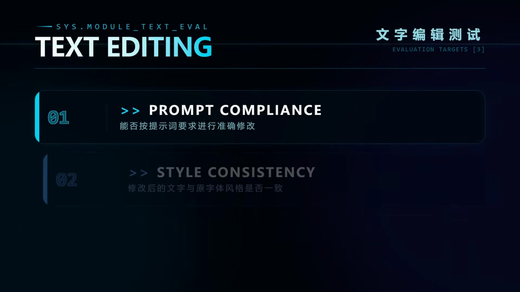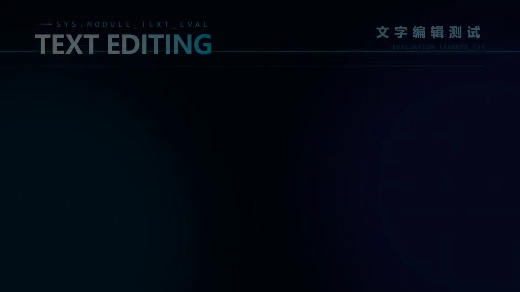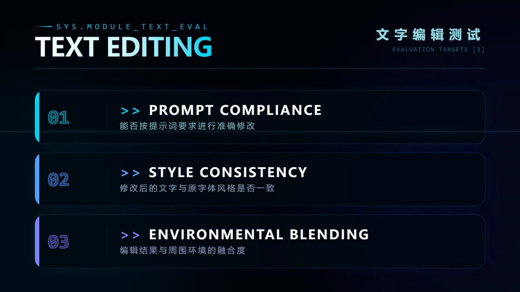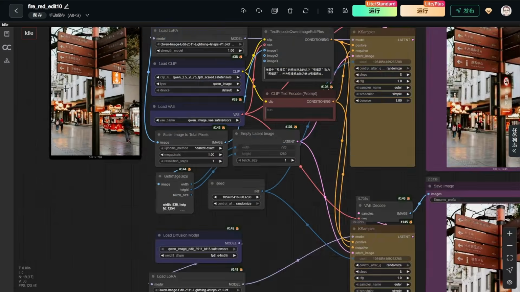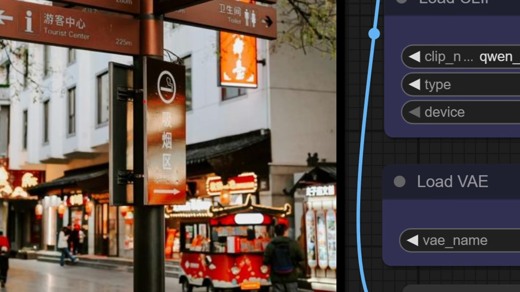Finally, let's test their text editing capabilities. For text editing, we aren't just checking if the model can modify the text according to our prompt. We also need to see if the modified text matches the overall style and font of the original text, and how well it blends into the surrounding environment. First, let's look at editing a sign. We need to change smoking area to non-smoking area. For this task, we not only need to change the text, but also the icon above it.